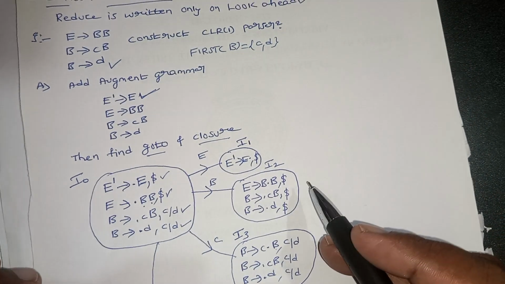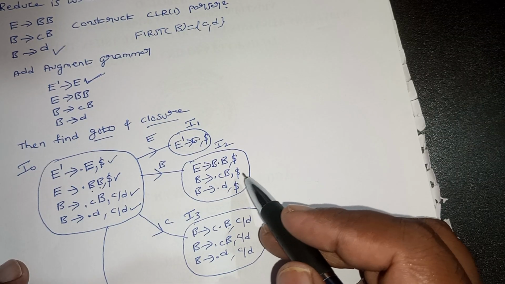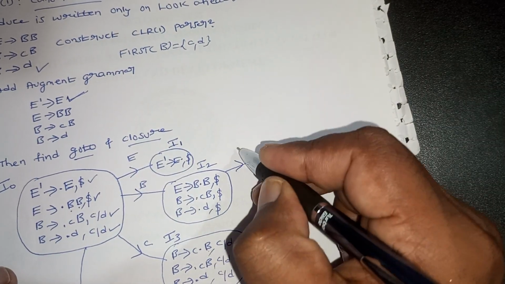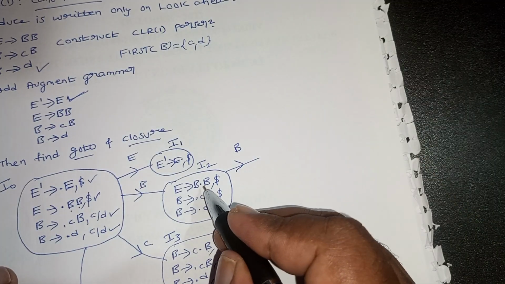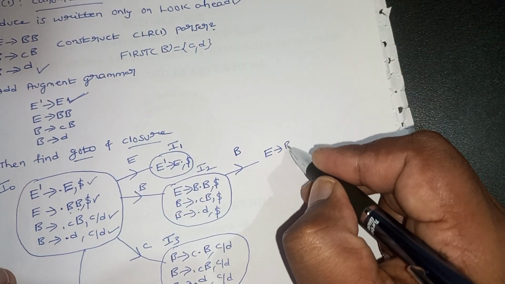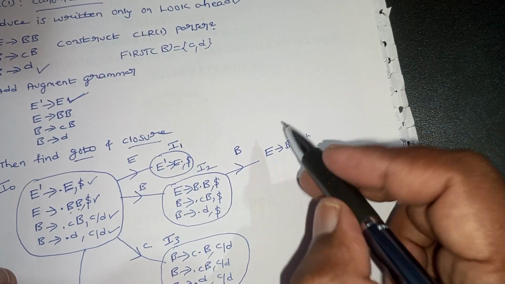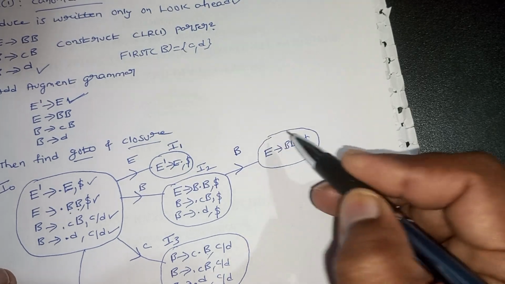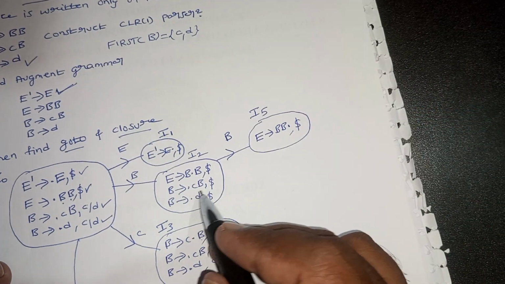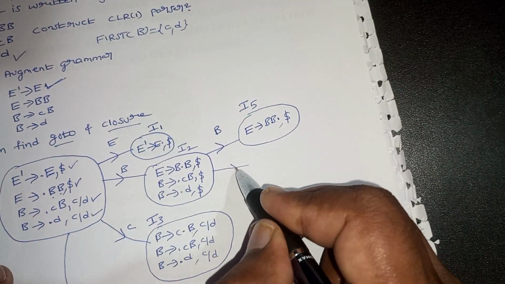So like this. Now take I2. Now you have to repeat the same procedure. Now take I2. Now what I have to perform, go to operation. So you take B, you move this dot to the right of it, then it tends to B B dot, comma dollar. You name it as I5. Next you take this one, on small c.